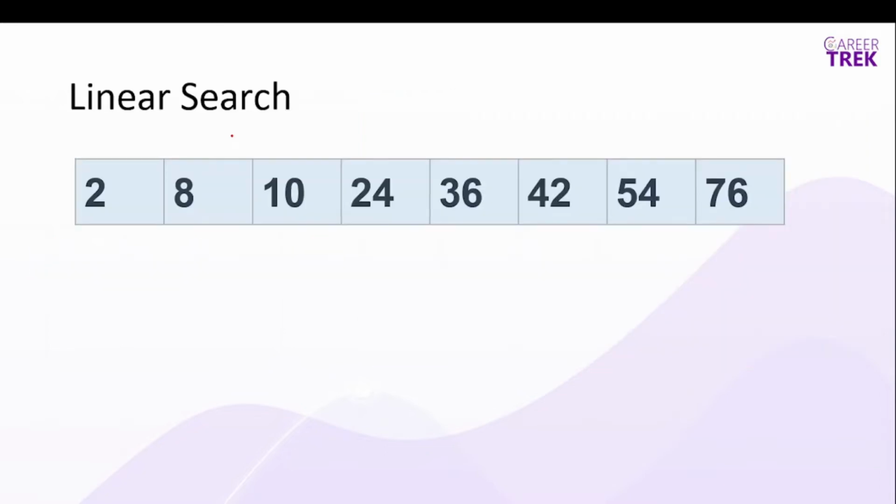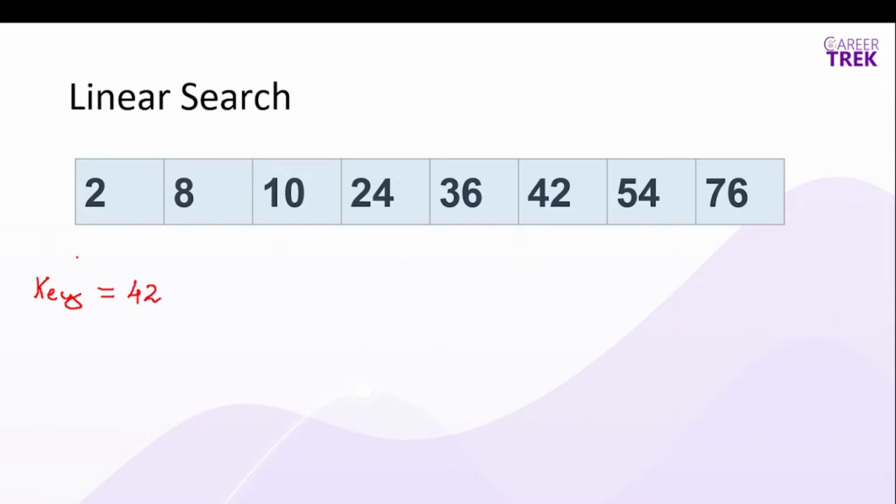Linear search is a method of finding an element within a list. To understand the linear search better, let us consider an example. Over here we have a list of elements. Suppose I need to search for an element 42 and check if that element is present in the list or not. The element that we need to find, we call it the key. In this case, I'll take my key as 42.